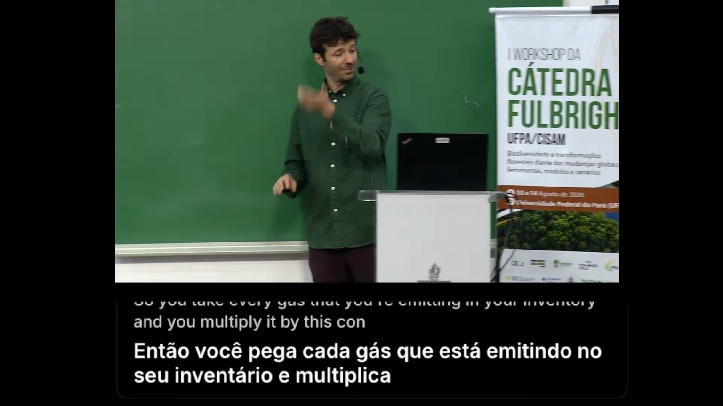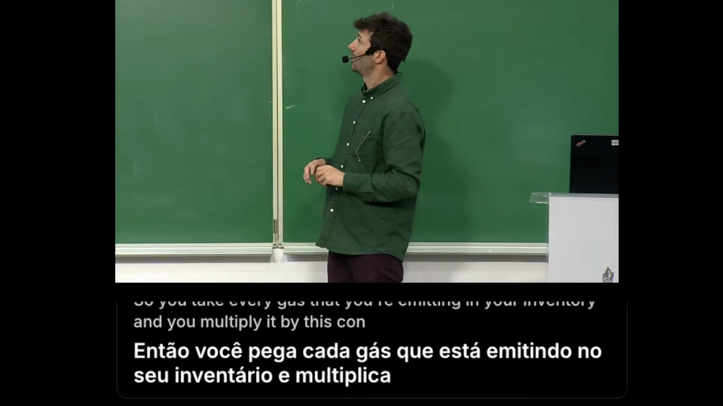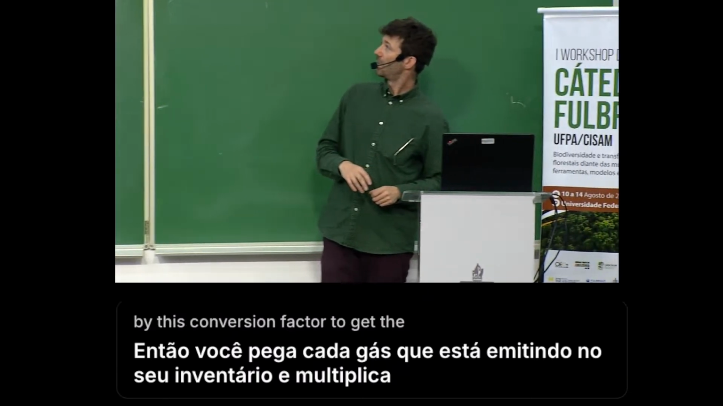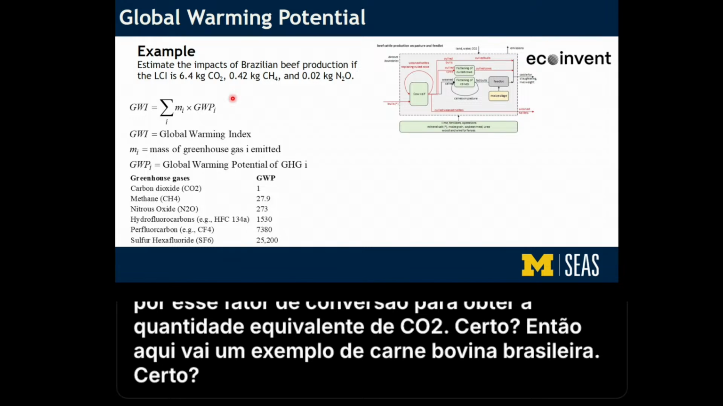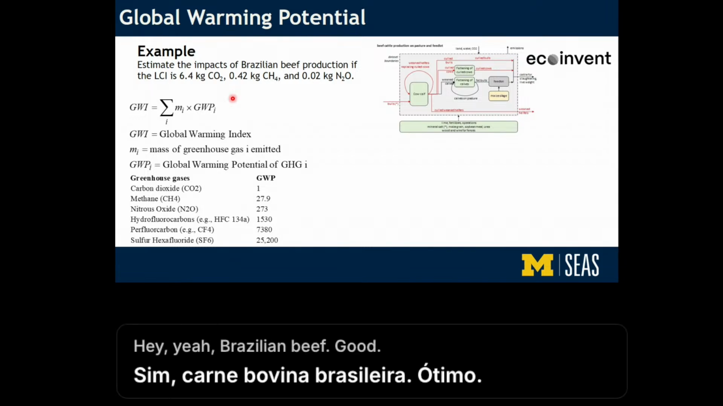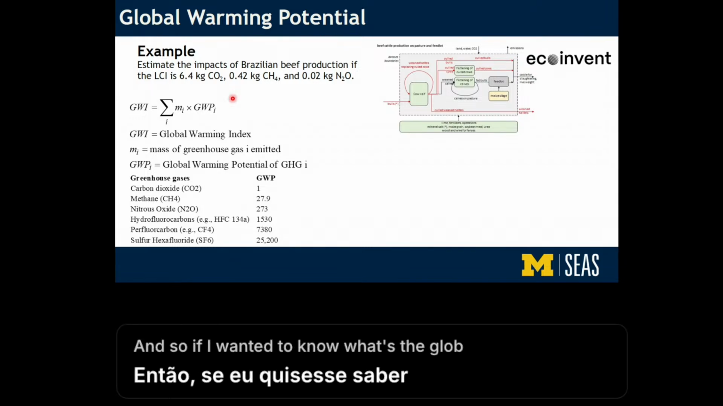So here's an example of Brazilian beef, right? Yeah, Brazilian beef, good. And so if I wanted to know what's the global warming potential of this, it emits 6.4 kilograms of CO2.